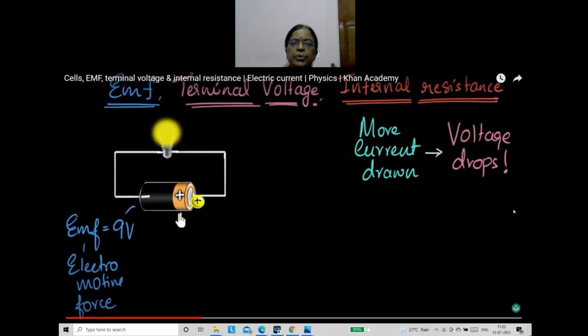So when it draws current, what is happening? The EMF is 9 volt, but when it draws current, it shows another voltage. For example, when you connect a voltmeter across this bulb, we get the terminal potential difference. Actually, before it was 9 volt. Now, when one bulb is connected, it will not show 9 volt. To prove that, just connect a voltmeter here and measure the voltage.